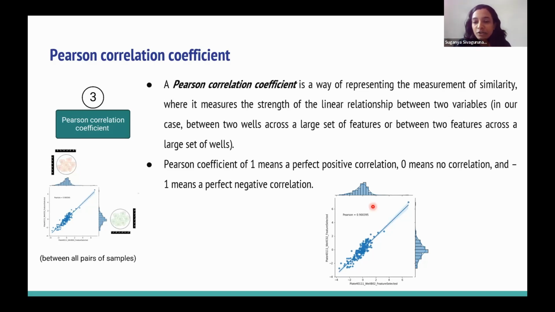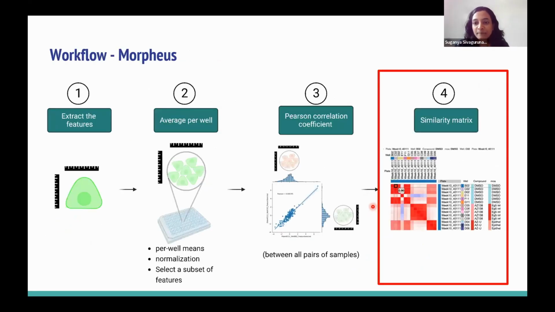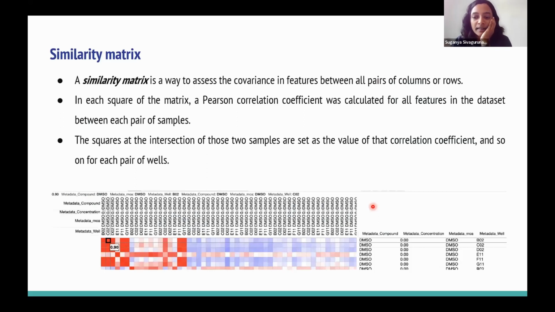So for now, we just got the comparison between two different wells. How do you do it on the whole plate? That is where similarity matrices kick in. In a similarity matrix, the way we do a Pearson correlation between two different wells, we do across the whole plate, all pairs of columns or rows, to assess the covariance in the features between these wells. So how this works is, let me point you to the similarity matrix here.